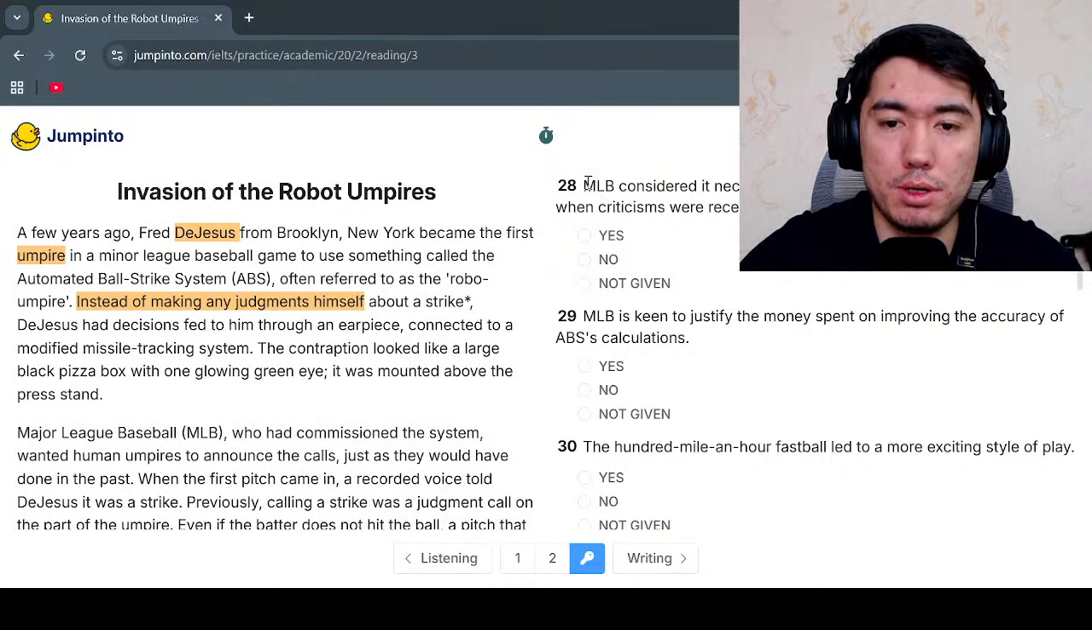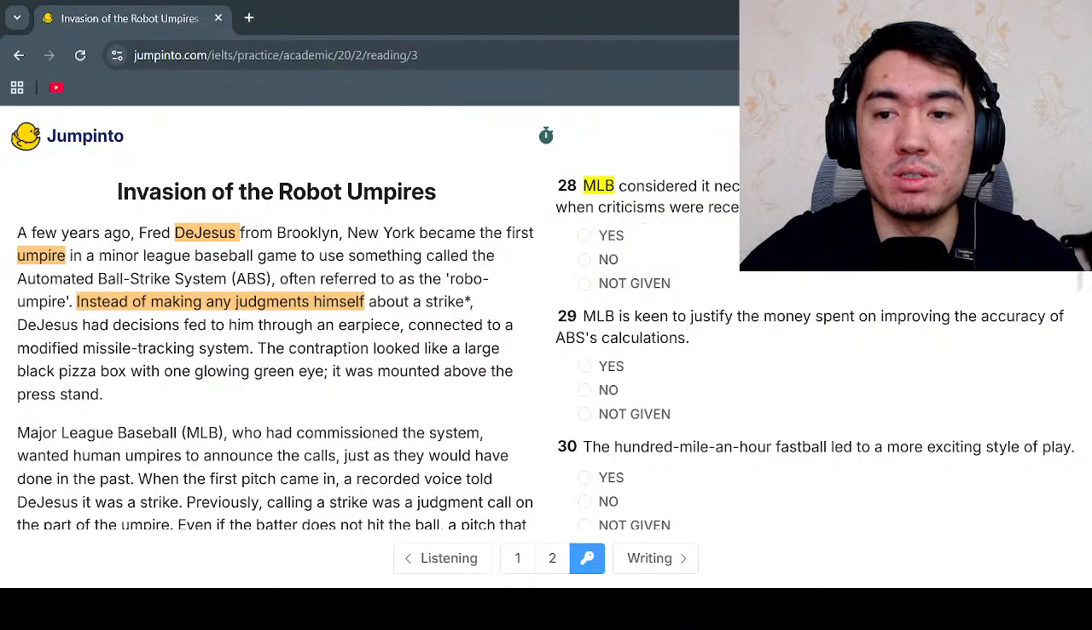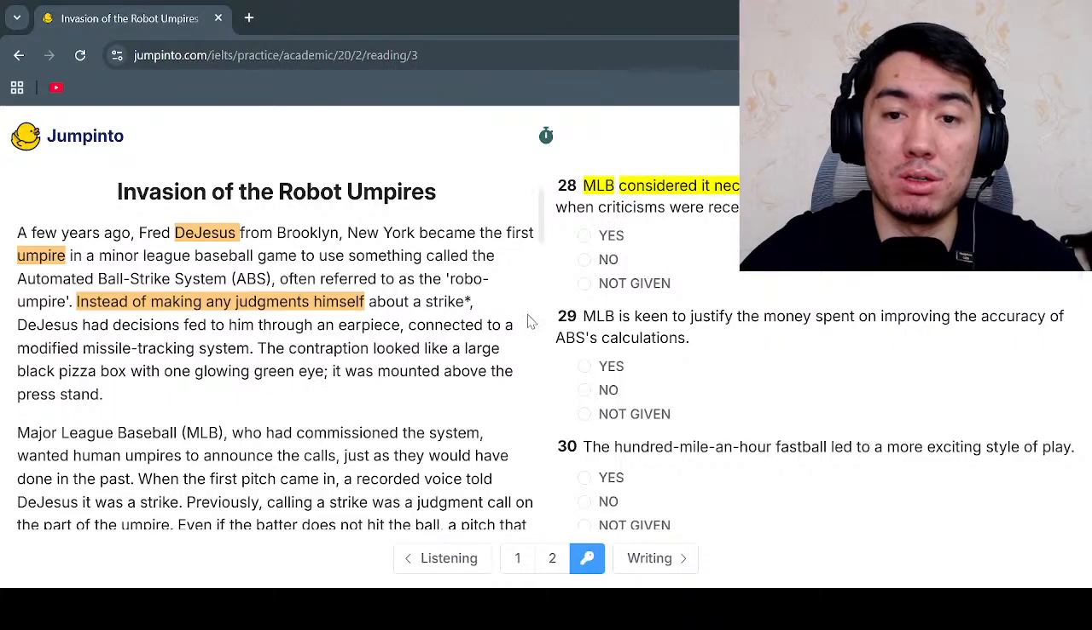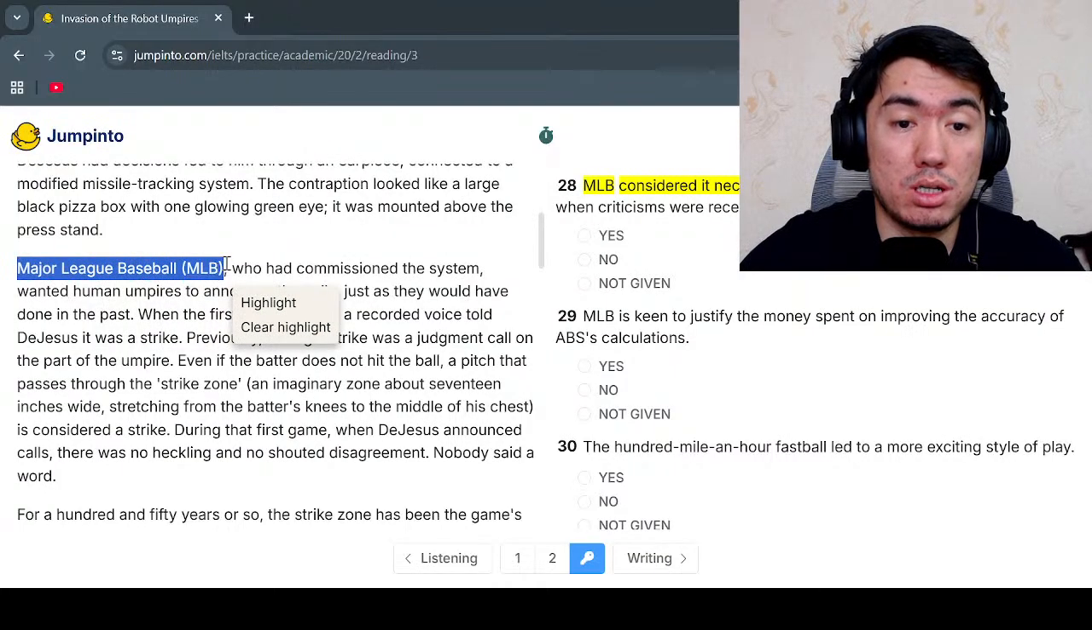But we move. MLB considered it necessary to amend the size of the strike zone when criticisms were received from players. Right, so there were criticisms, but did it consider it necessary? So did they change the size of the strike zone following the criticisms? Let's find out. This is MLB.